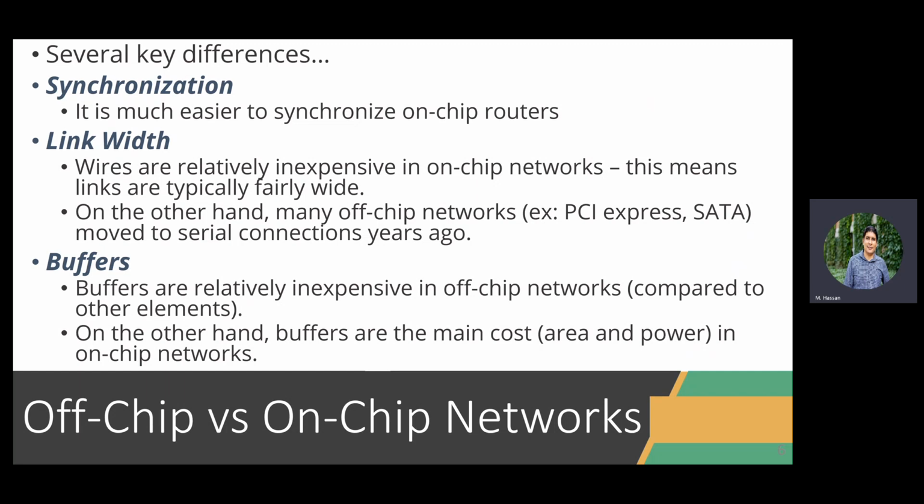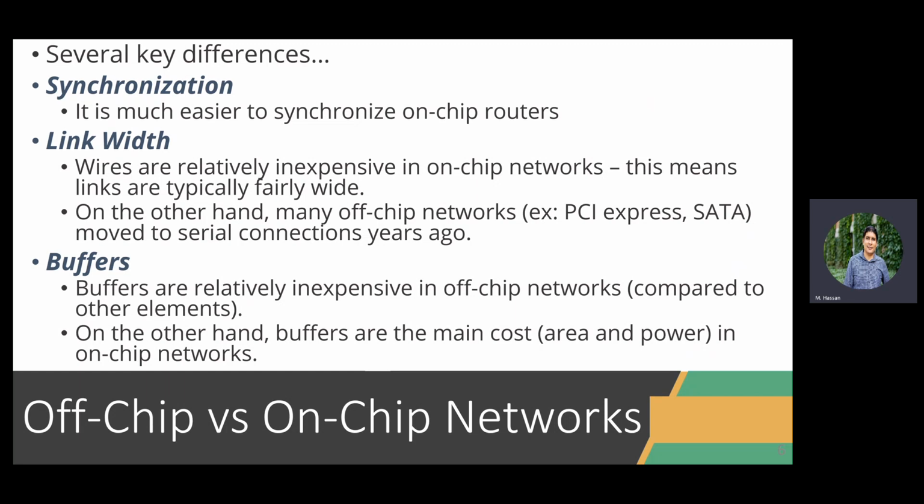So synchronization is much easier in a network on a chip, because you are talking about a very small chip, 1 millimeter by 1 millimeter, or might be 1 centimeter by 1 centimeter, and all of them have a shared clock, so they are all synchronized by nature.